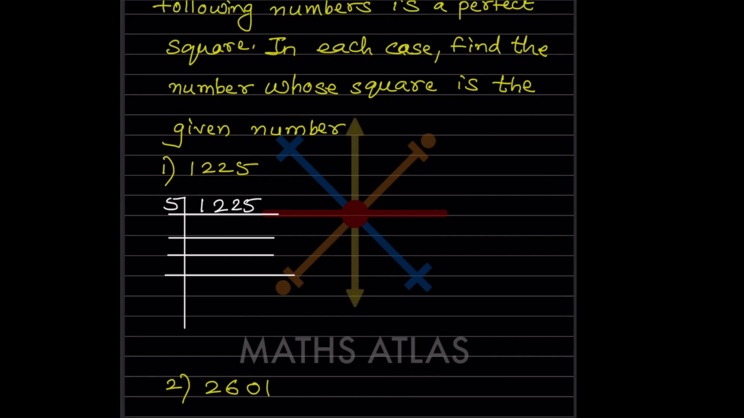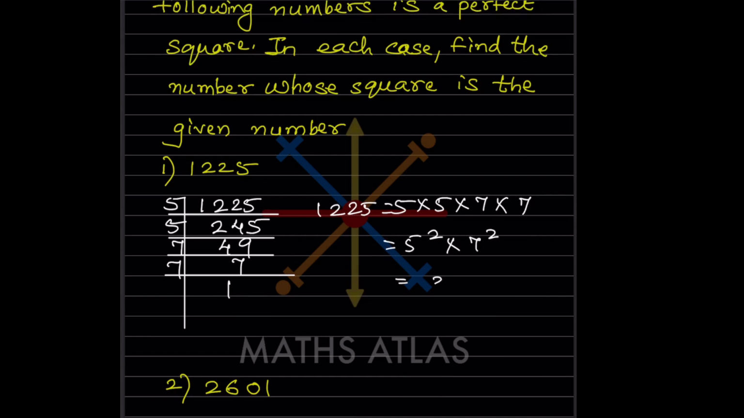This is not possible with 3. We'll go with 5. So 5 again here 49 and this will be 7 sevens are 49 and 7 ones are 7. So here 1225 is 5 into 5 into 7 into 7 and that is 5 square into 7 square. So that will be 35 square. So we can say therefore 35 is the number whose square is, they said find the number whose square is the given number, whose square is 1225.